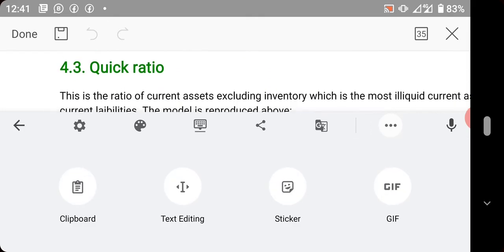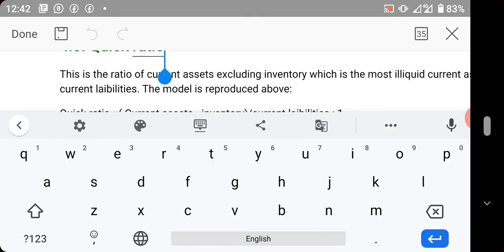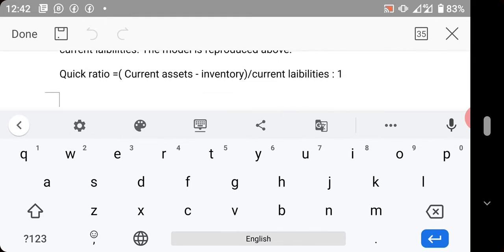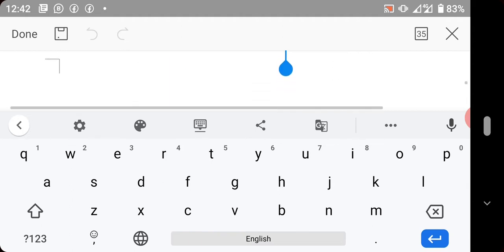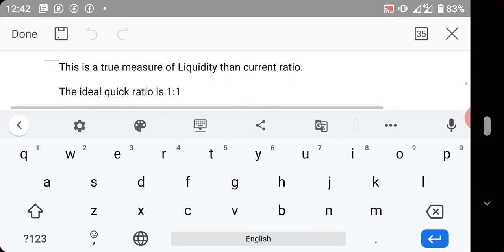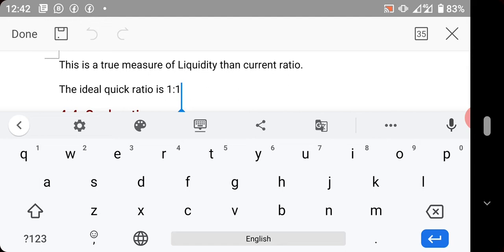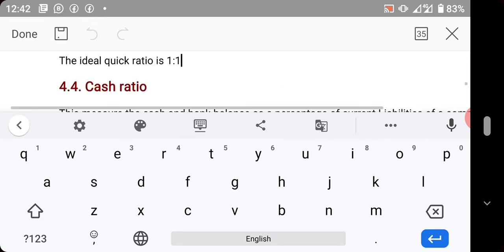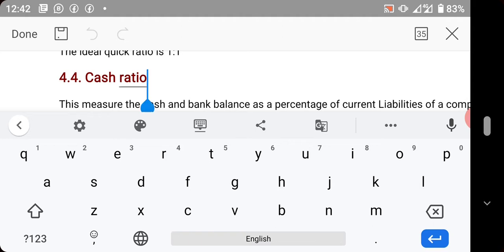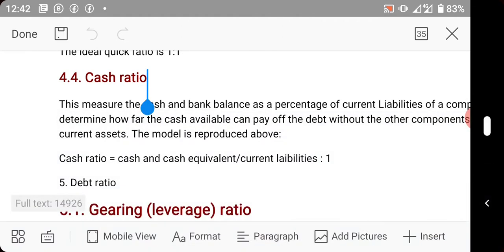So we'll now move on to quick ratio. Quick ratio measures the current assets excluding inventory, which is the most illiquid of the current assets. And the formula is current assets less inventory divided by current liabilities is to 1. And as I said earlier on, the most ideal quick ratio is 1:1. Quick ratio is also called acid test. Some authors prefer to call it acid test. So we'll move down to cash ratio. Cash ratio is not too popular, but however, it is important that we draw your attention towards this.